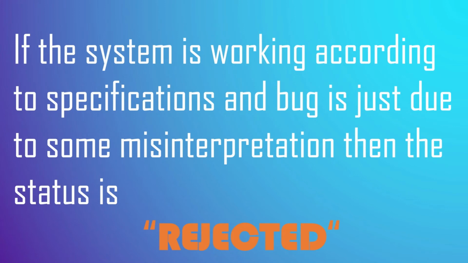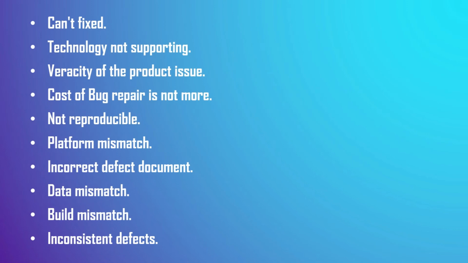Some of the bug's other states. Can't fix: technology not supporting, the root of the product issue, cost of bug repair is not worth it. Not reproducible: platform mismatch, incorrect defect document, data mismatch, build mismatch, inconsistent defects.